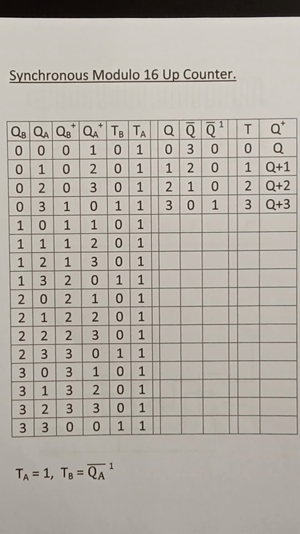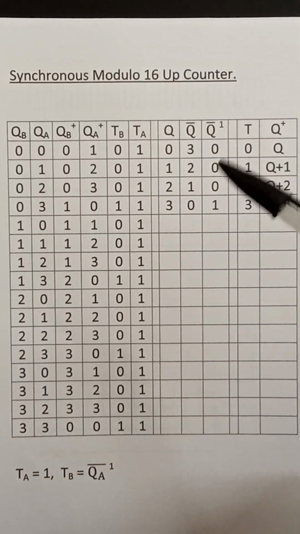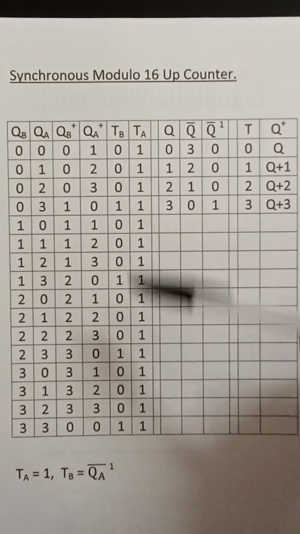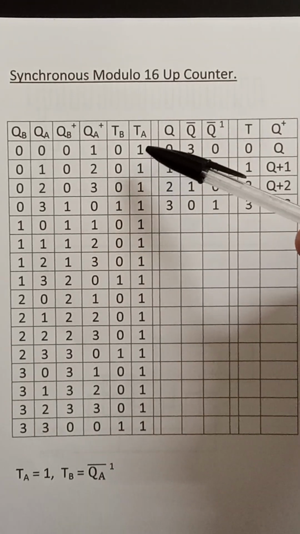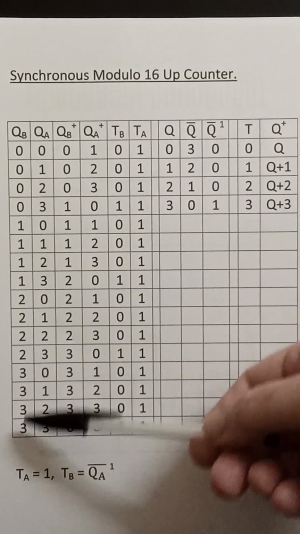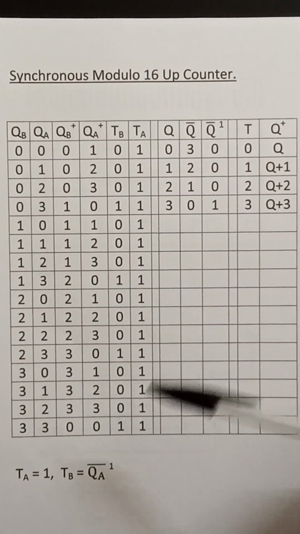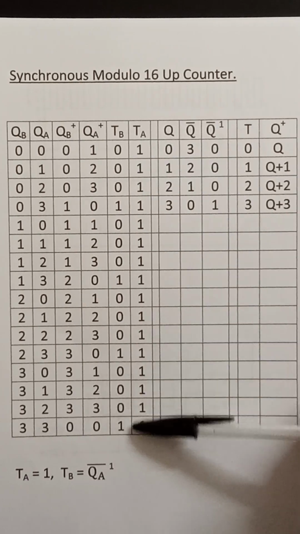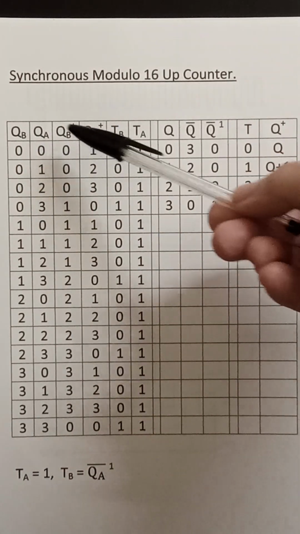Right, well, here we're going to have a synchronous modular 16-up counter. I'm going to implement this with T flip-flops. So here we have QA and QB, which is the present state, QA plus and QB plus, which is the next state, and this is input TA and TB corresponding to QA and QB.